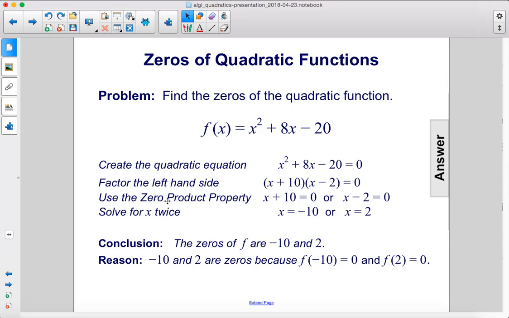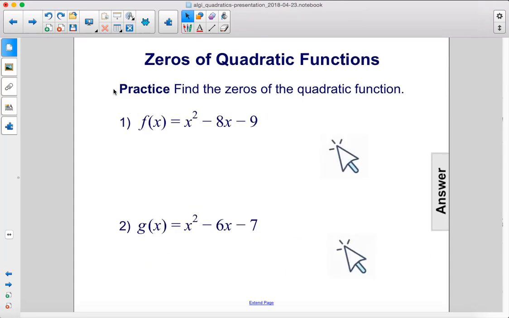Then we use the zero product property to state that either this portion equals 0 or this portion equals 0. Then we solve for x and we get that the zeros of f are x equals negative 10 or x equals 2. The reason negative 10 and 2 are zeros is because when you plug those numbers into the function, you get 0 as your solution.